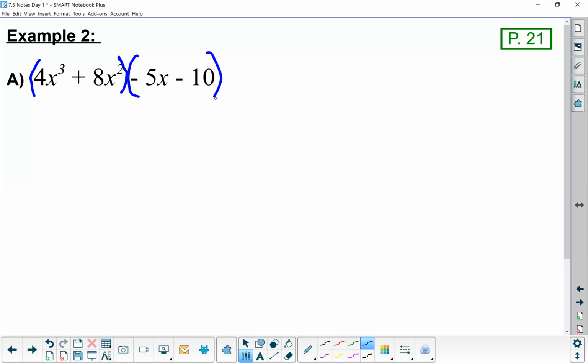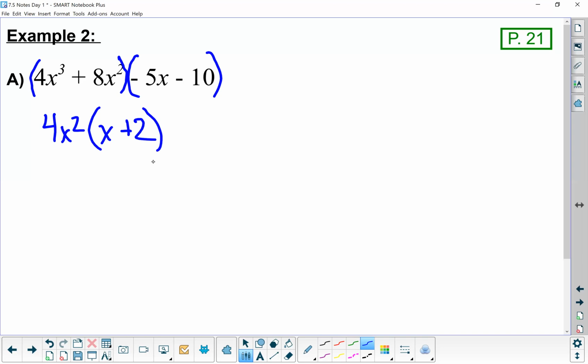And now I look for my greatest common factor in each group. 4x cubed plus 8x squared. Well, they both have a 4 that divides evenly, and they both have an x squared. My first term, 4 divided by 4 is 1. X cubed, I factored out x squared, leaves me with x. 8 divided by 4 should be just 2, not x squared. Sorry about that. 8 divided by 4 is 2. I had an x squared, but I factored it out.